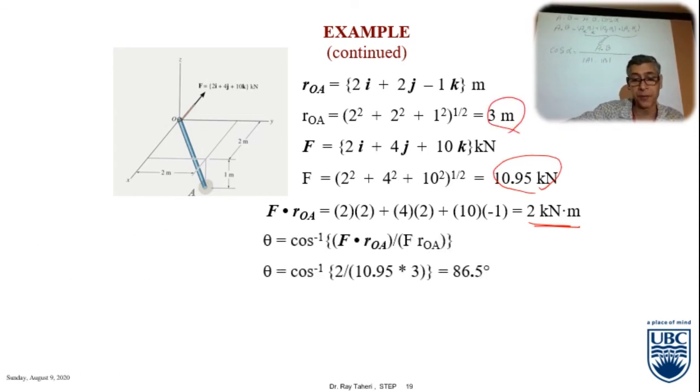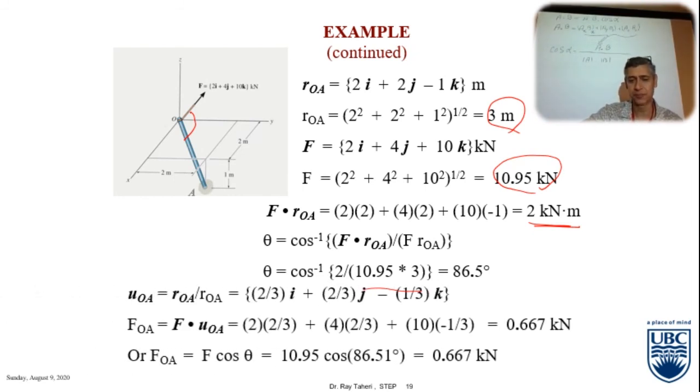So let's put it into work. So 2 divided by 10.95 multiplied by 3, and the cosine inverse of that, so this angle ends up to be 86.5 degrees, which is close to perpendicular. Another interesting question, I strongly suggest you review that if you want to pause or rewind. Then we go to the next question, which is a little bit more advanced.